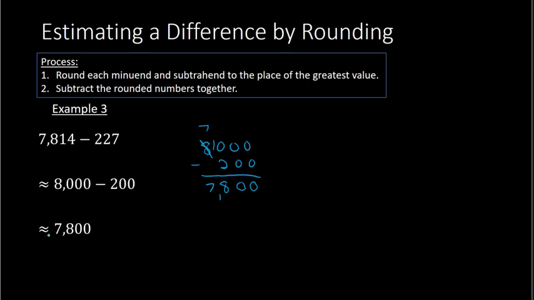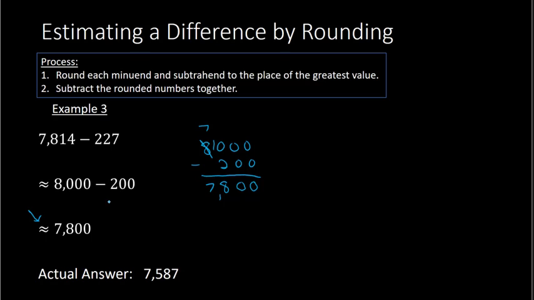And remember, this notation right here, that is the symbol for approximately. So by rounding, we have found that our answer is approximately 7,800. And the actual answer, by the way, would have been 7,587. So we're pretty close, but obviously it's going to be exact if you take the time to subtract the correct way. But if you want to round quickly in your head, this is the way to do this.